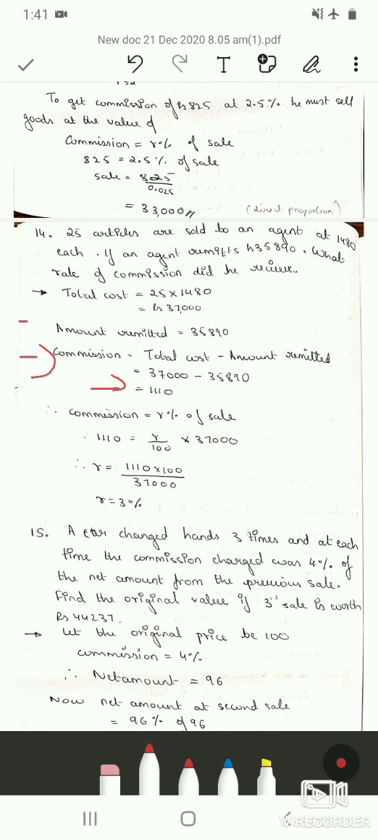1,110 rupees. So now we have the value of commission, we have the value of sale, we have to find out the rate percent. So the commission value we got as 1,110, which equals R divided by 100 into the sale, which is nothing but 37,000, the total cost of the 25 articles sold to the agent. So simplifying for R, we will get R as 3%.